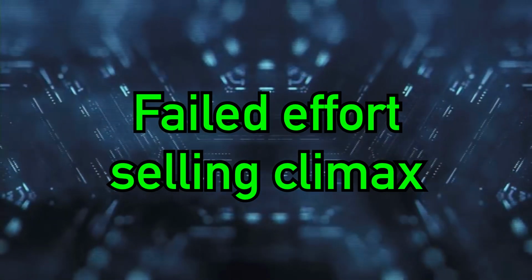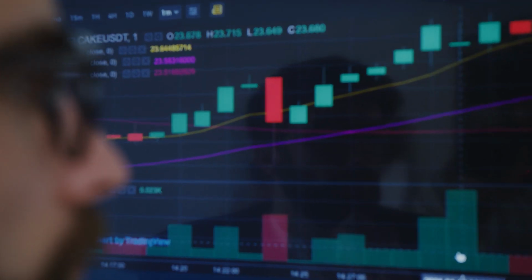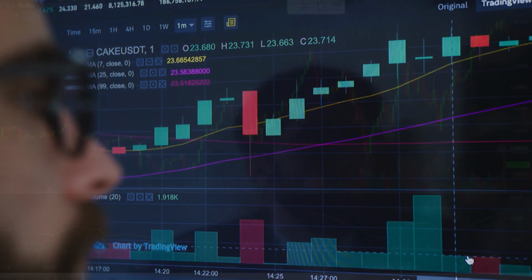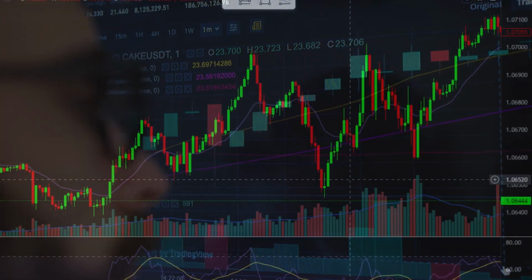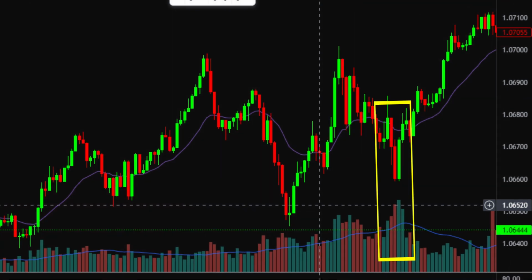Failed effort selling climax. This occurs when there is a bullish candle with a higher spread and volume than the previous candles. However, the next candle is bullish, absorbing the entire bearish result. This usually ends with price continuing to go higher following the bullish candle.